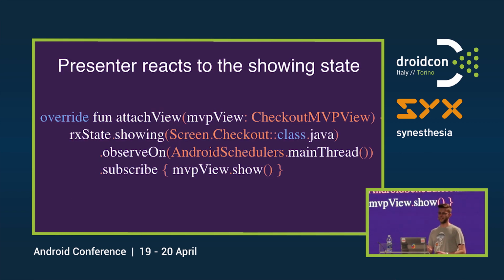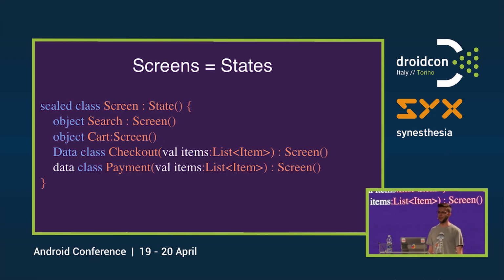That was the state that our checkout presenter was listening to. It is able to get that state object and be able to tell its view that it needs to show. That's what I mean by UI navigation as a state change. Screens become nothing more than states. You can have a search screen, a cart screen, a checkout screen, a payment screen. Doesn't matter. They will all work the same.